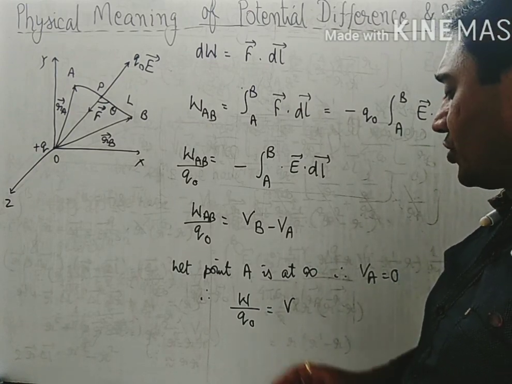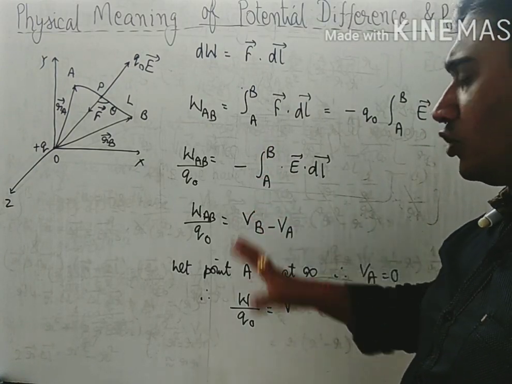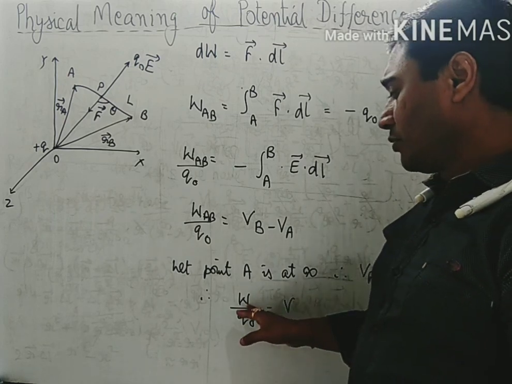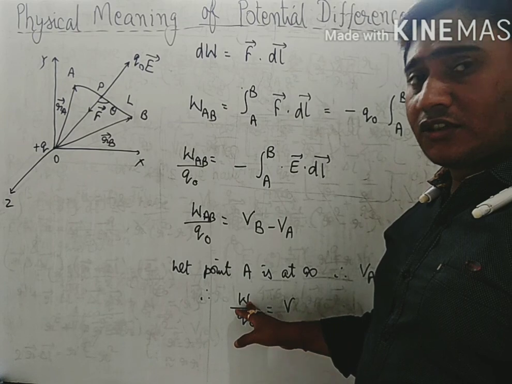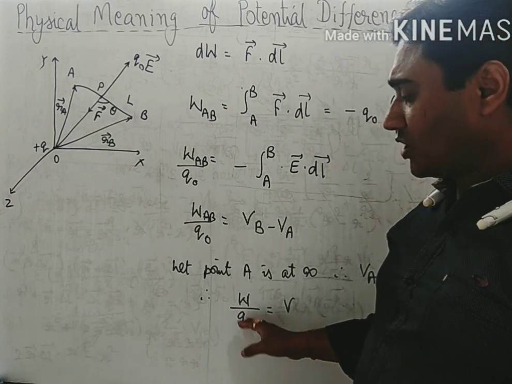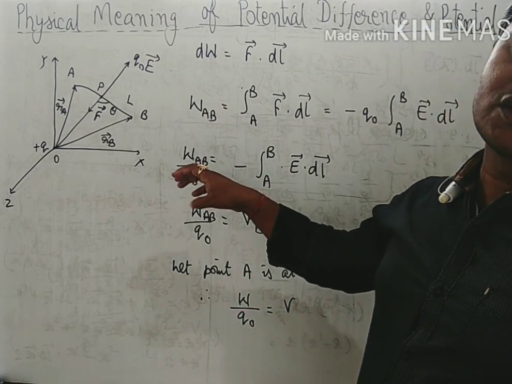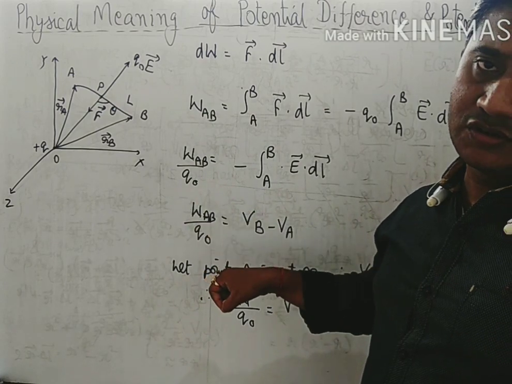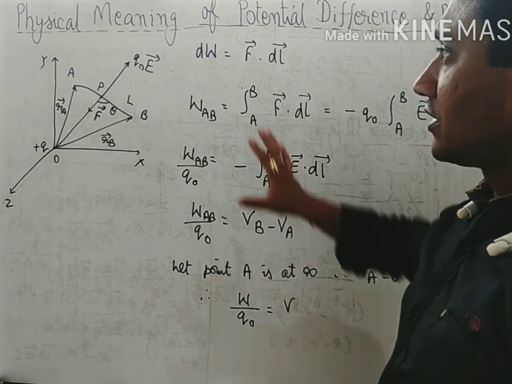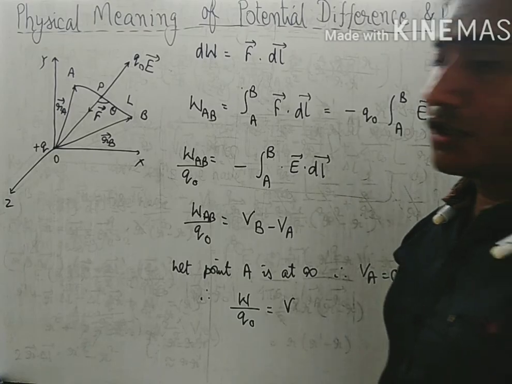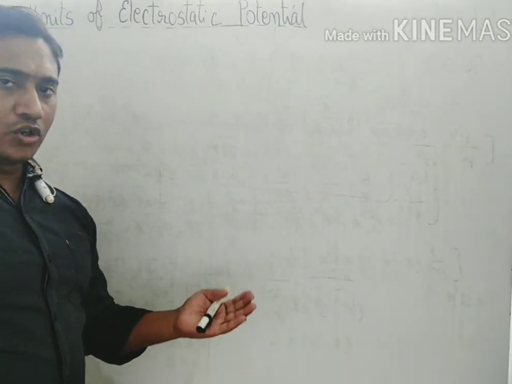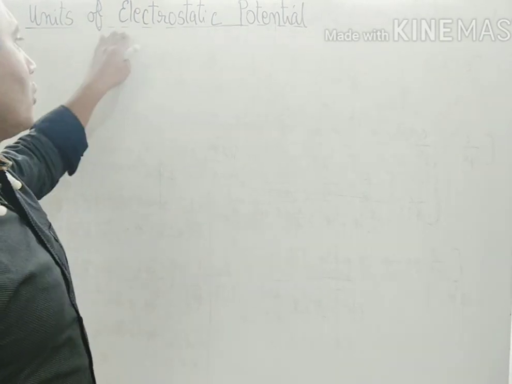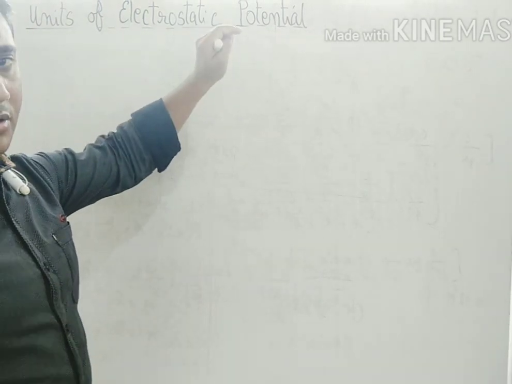तो electrostatic potential at any point in the electrostatic field को हम कैसे define कर सकते हैं? It is the amount of external work done by external source per unit test charge to move the test charge without any acceleration. तो इस तरीके से हम इसका physical meaning समझ सकते हैं. So let's move on. Okay students, so let's have next topic, units of electrostatic potential.